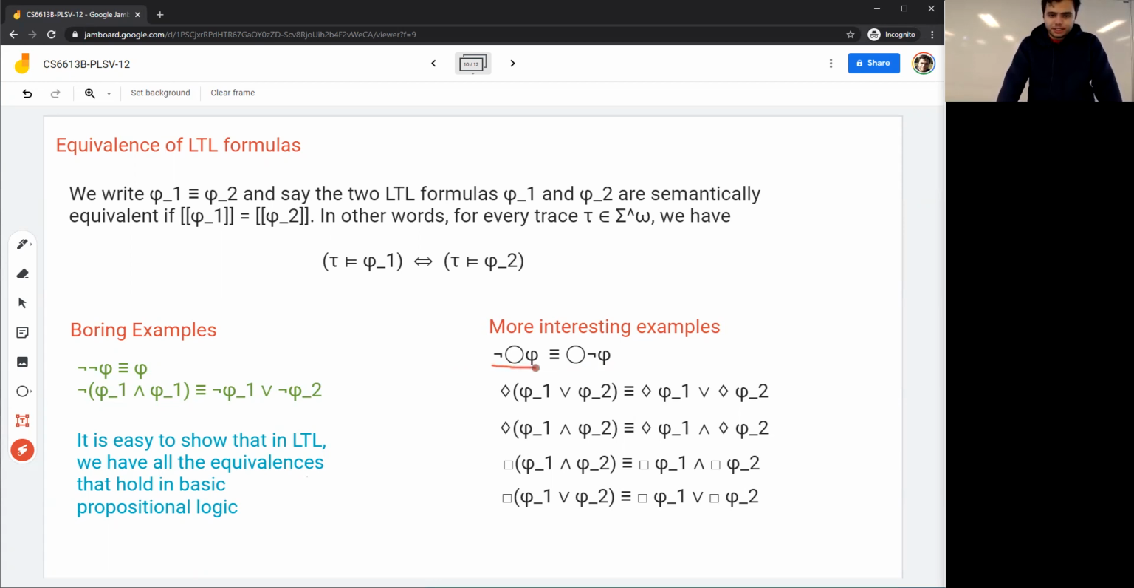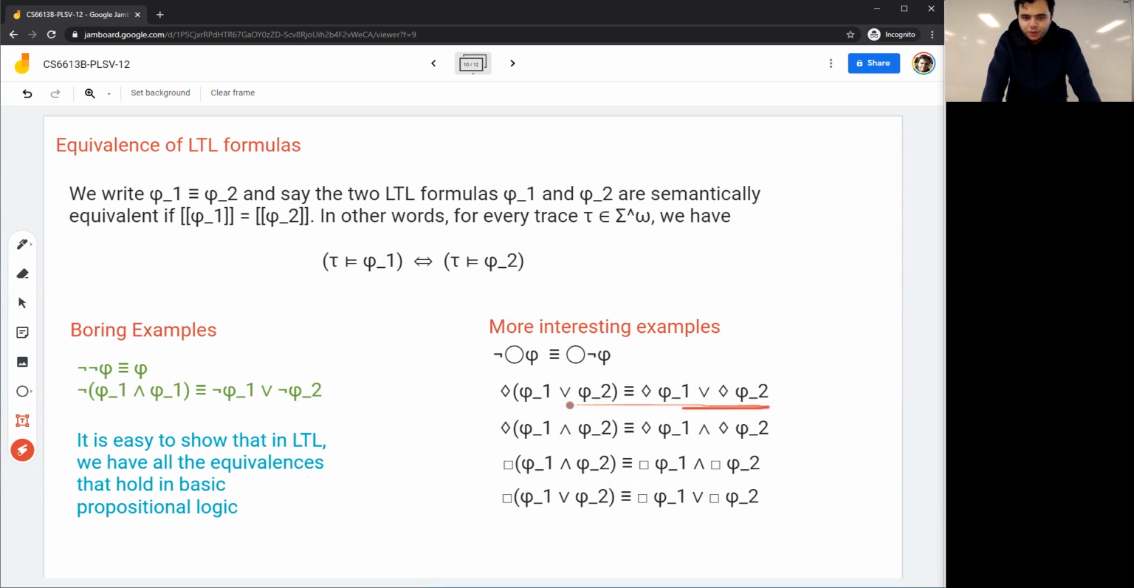So what does this say? It basically says that it is not the case that phi holds in the next state, right? So if phi does not hold in the next state, then the negation of phi should hold in the next state. And you can do this on the other side too. So these two are actually equivalent. Okay. So let's go to the next one.